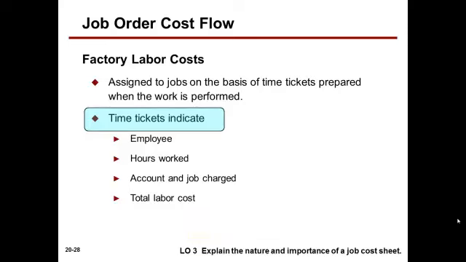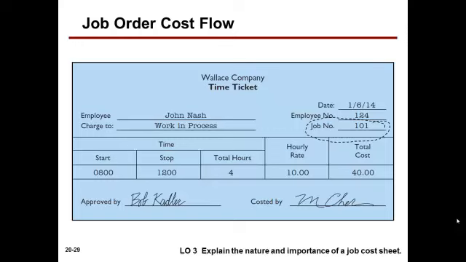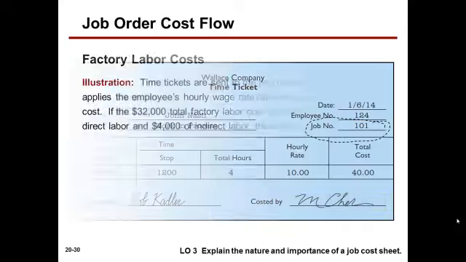Factory labor costs, they are assigned to jobs on the basis of time tickets prepared when the work is performed. The time ticket would indicate who worked how many hours, what account or job was charged, and the total labor cost. Here's an example of a time ticket. Employee John Nash worked 4 hours on job 101 on January 6th, as approved by his supervisor, Bob Kadler, and later costed by the accounting department to bring that $40 cost into the job cost sheet of job 101. Source document for direct labor.